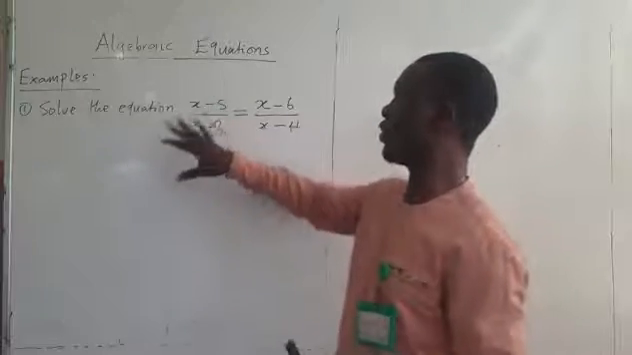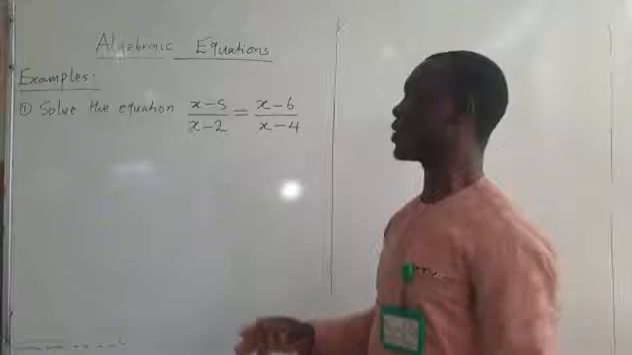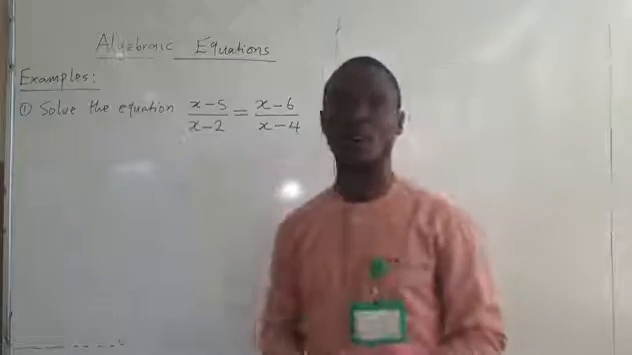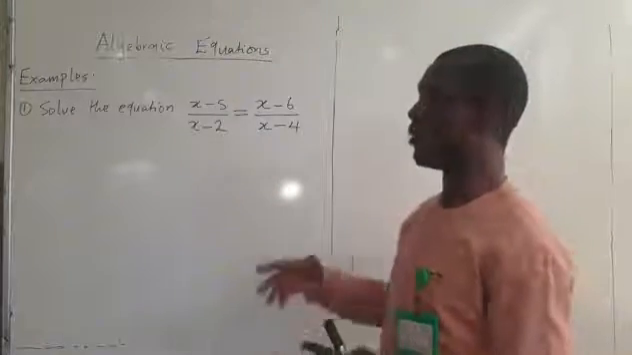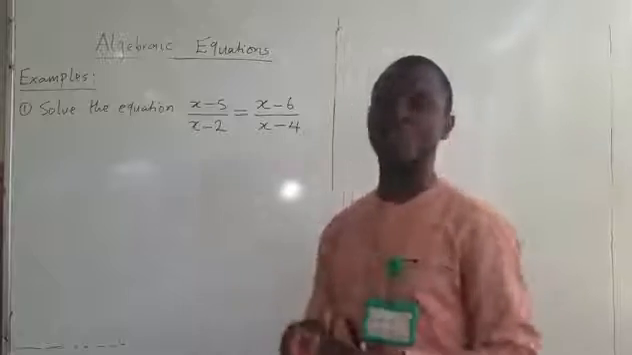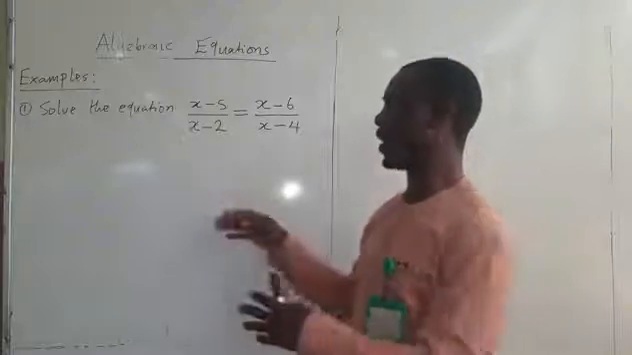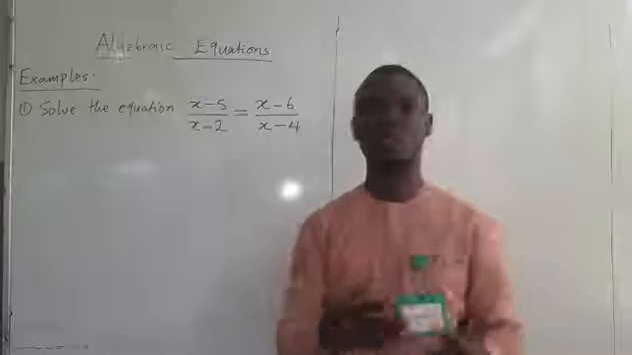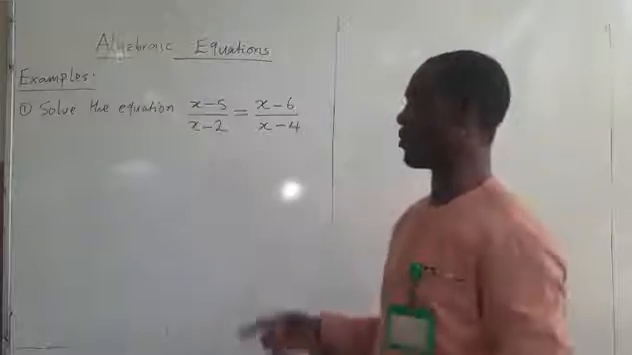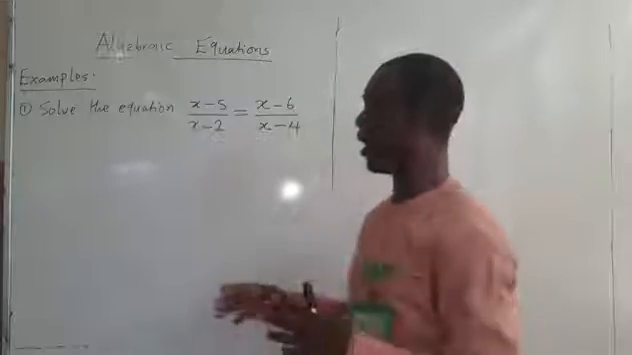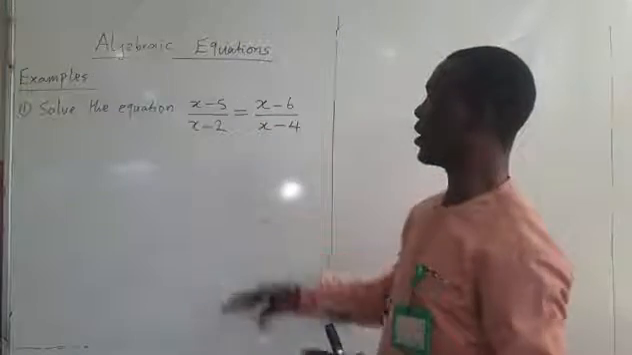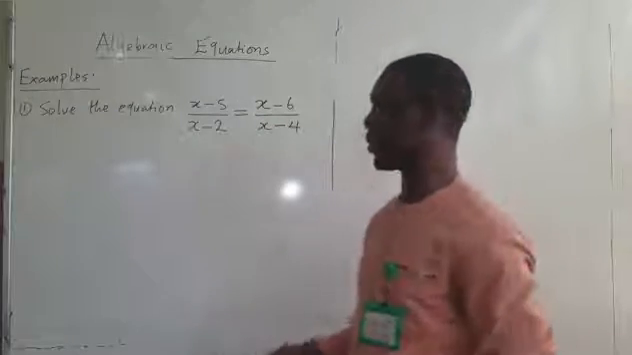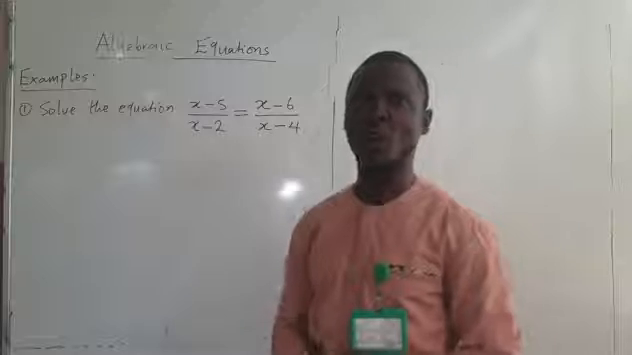Then, to solve this algebraic equation means we are going to look for the value or values of the unknown. It depends. Assuming the equation leads to a quadratic equation, we are going to have two values of x. But if the equation leads to only a linear equation, we are going to have only one value of x.